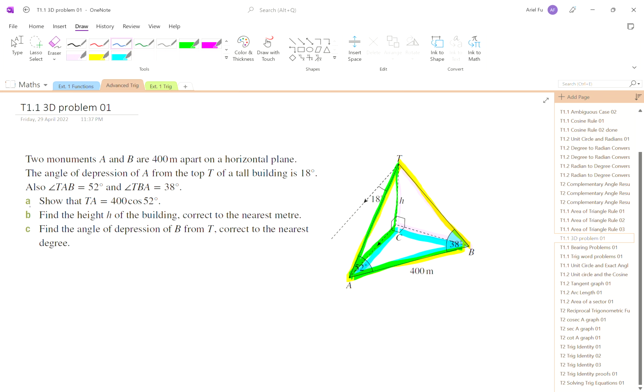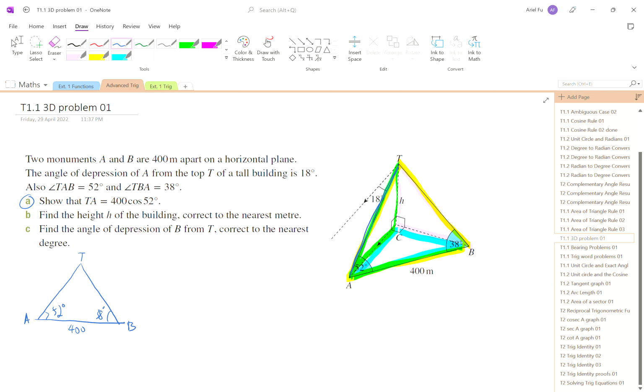Now, to answer question A, it says show that TA equals 400 cosine 52 degrees. It says show, that means that's where I want to end up. If I look at TA, this length, I can see that TA is on this triangle, the triangle that's slanted like this. Joining T, A, and B in a diagram would really help here: 52 degrees, 38 degrees, 400. I'm looking for the length of TA, and I'm only going to use this triangle.